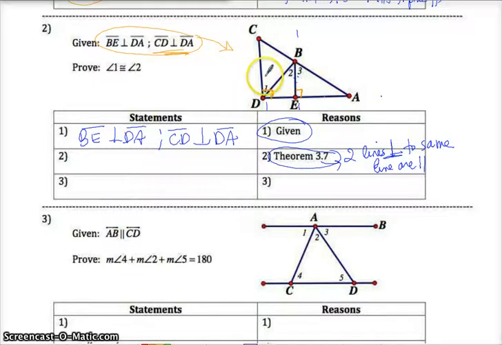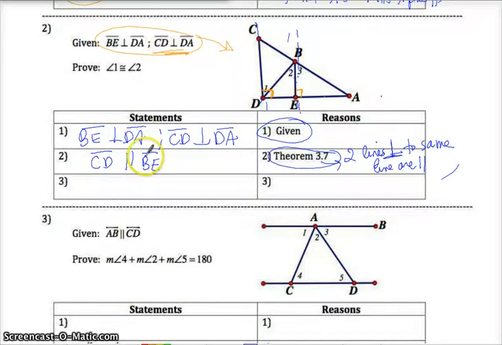So therefore, what can I conclude? I can conclude that segment CD is parallel to segment BE. These two line segments are perpendicular to the same line segment, which is DA. Therefore, these two line segments must be parallel. That's what that says. Line segments is the same thing. We can make these go on forever and ever, so you can substitute line segment for line. Line segments can also be parallel to each other.